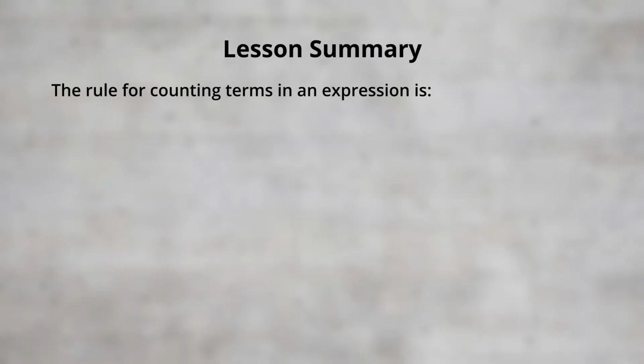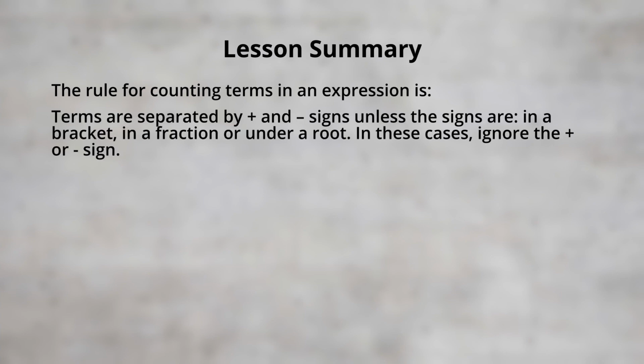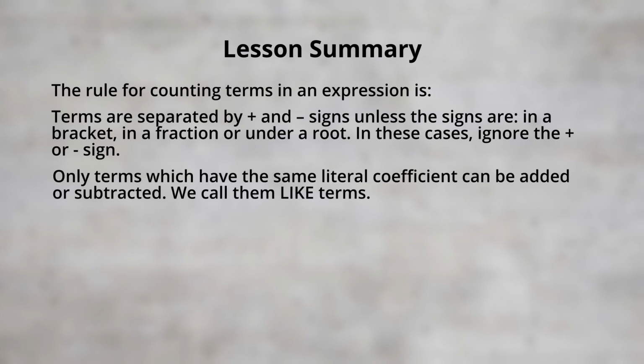We've come to the end of the lesson. Let's have a look at the lesson summary. The rule for counting terms in an expression is: terms are separated by a plus and minus sign, unless the signs are in a bracket, in a fraction, or under a root. In these cases, ignore the plus or minus sign. Only terms which have the same literal coefficient can be added or subtracted. We call them like terms. All like terms can be added.